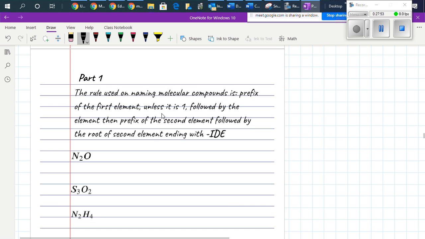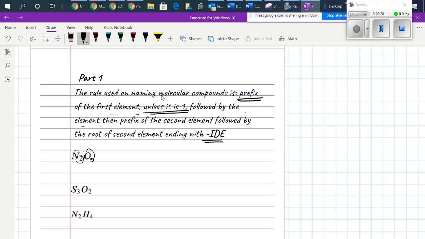So we are defining how many atoms we have in the compound. Okay, so the first part is the rule: start with the prefix of the first element, unless it is 1, and then followed by the prefix of the second element, and ide.